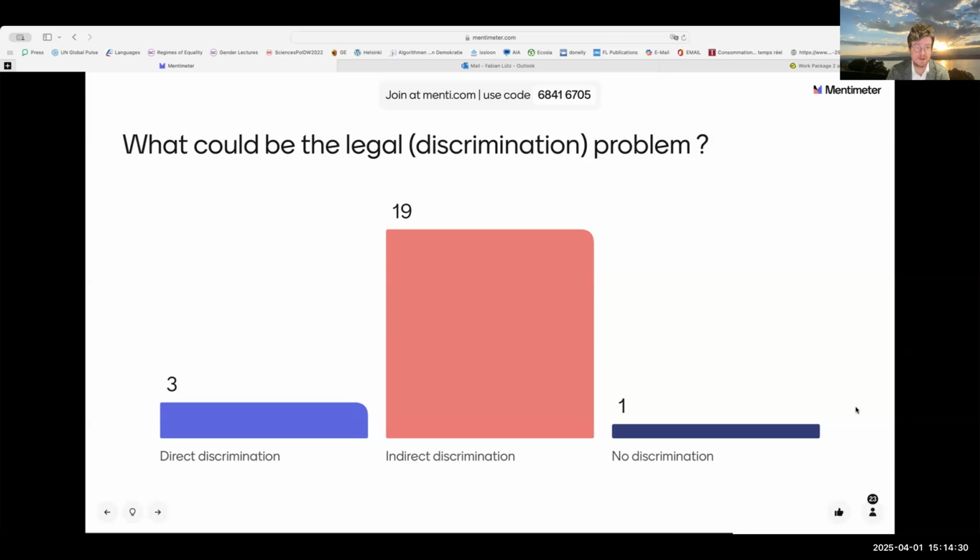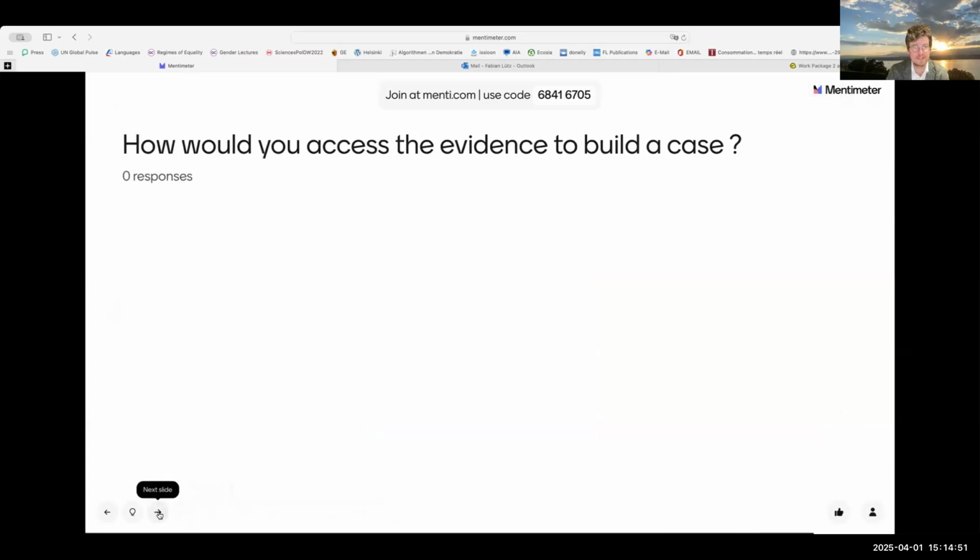So most of the people are vouching for direct or indirect discrimination. The case for direct discrimination, of course, if you use something that is exclusively linked to women, then you always have a good case to say this is direct discrimination. In this case, it was indirect discrimination. But always think about all the options. So we move on to the next one.